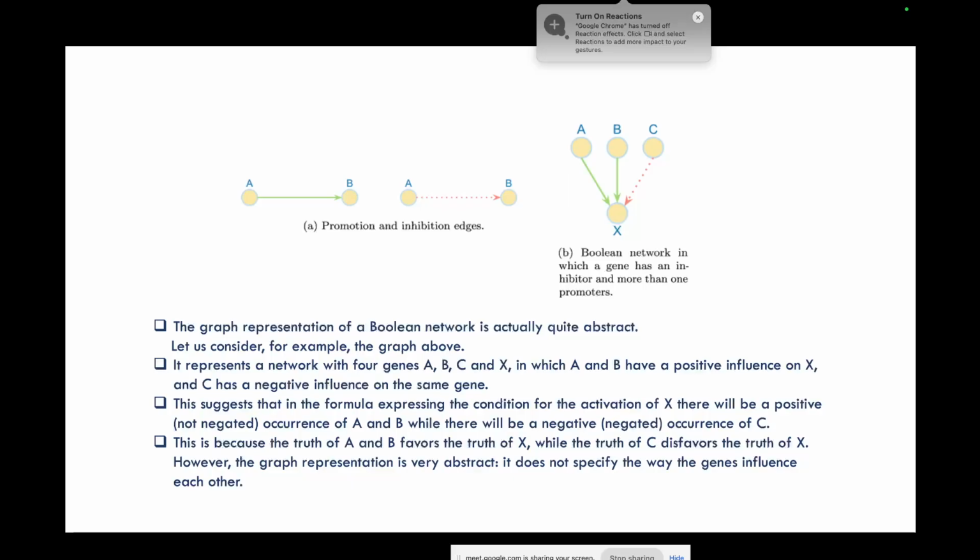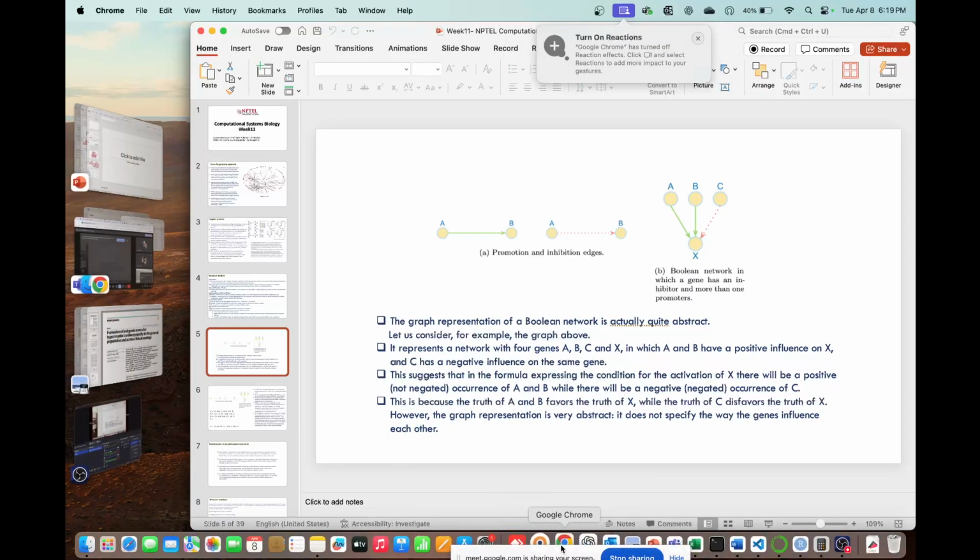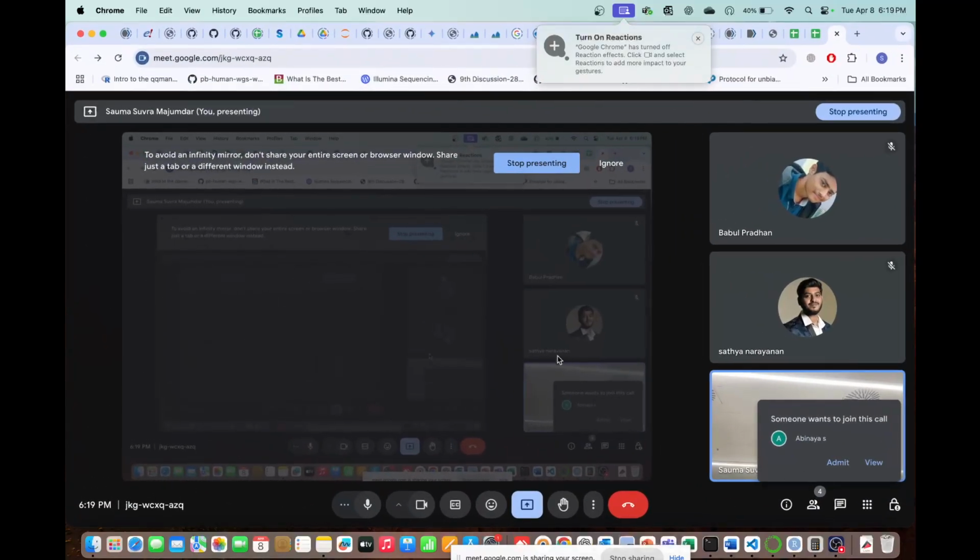So when A equal to one, B equal to one, or A or B equal to one, then X is equal to one. But for C, if C equal to 1, X equal to 0, and if X equal to 1, C equal to 0. So it is kind of an opposing relationship. But this representation is very abstract. It does not specify the way genes influence each other. How much the gene is actually involved in regulation is not specified.